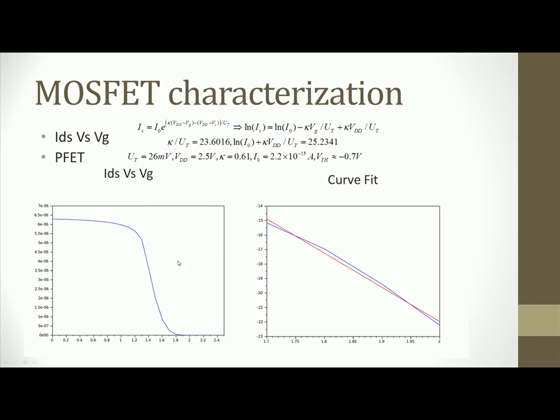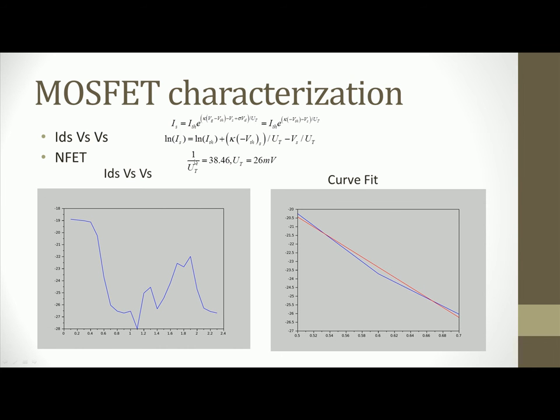And for the PFET, the difference is we fit the curve from about 1.7 volt to 2 volt, which is the subthreshold area. So we use the subthreshold current equation and derive it to get the slope kappa over UT, and then again we got all the data.